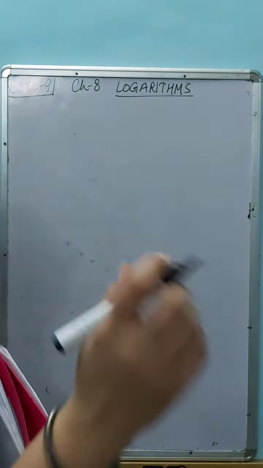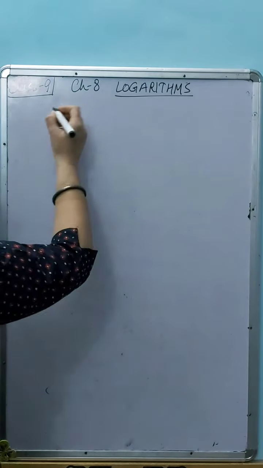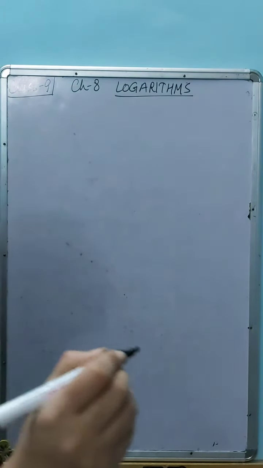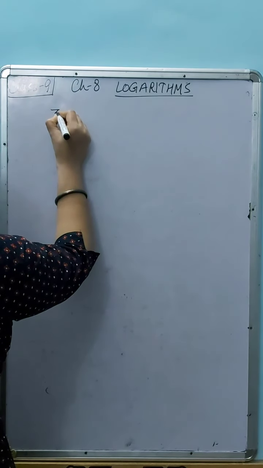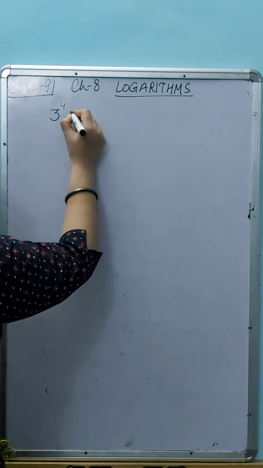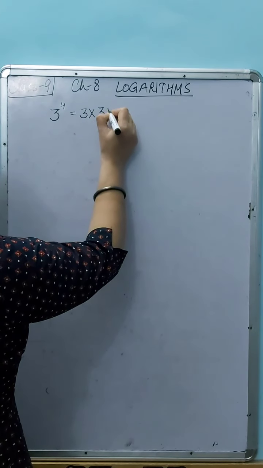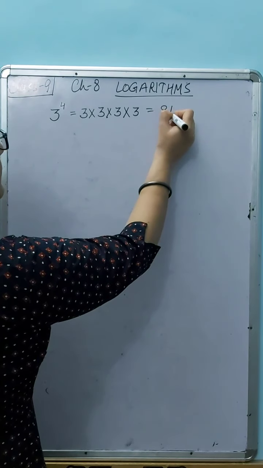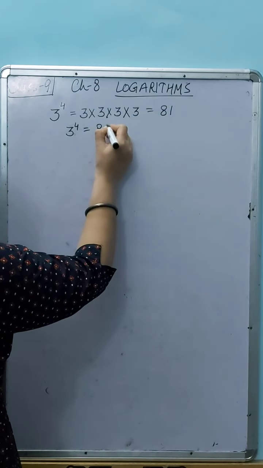This is your 8th chapter, and before moving on to logarithms, let us discuss the exponential form. You have discussed the exponential form in 8th standard. Like if I have a number 3 raised to power 4, what does it mean? It means 3 is multiplied by itself 4 times. So the answer is 81. So we can write 3 raised to power 4 is 81.